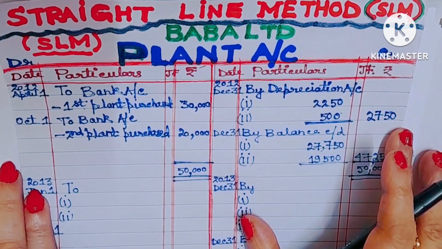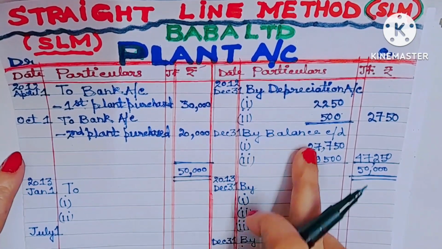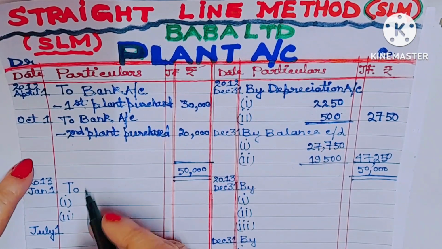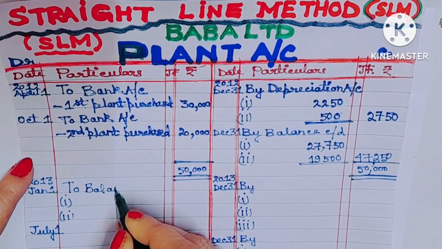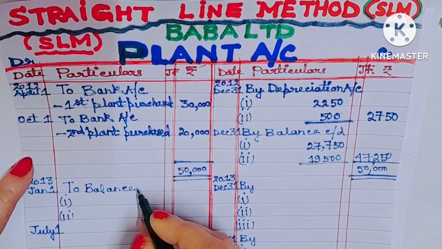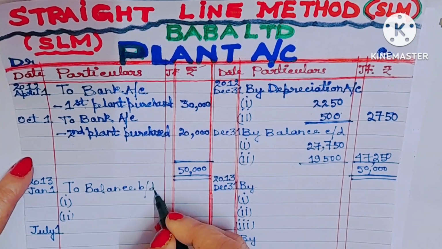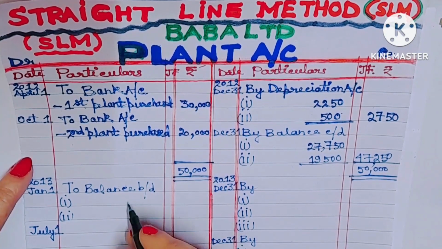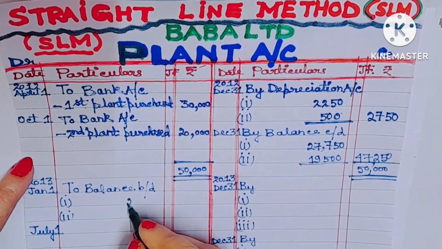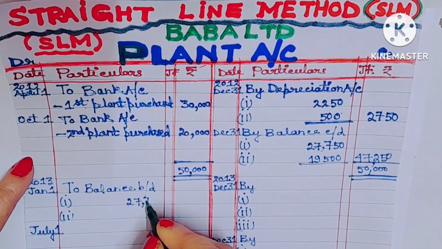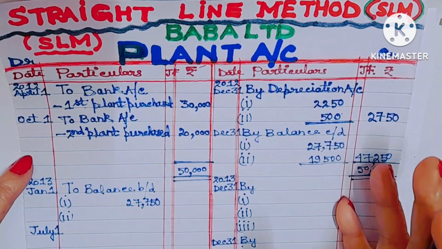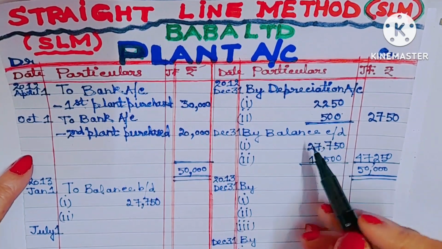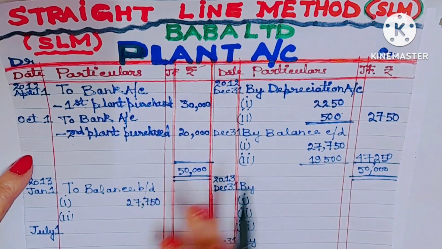Okay. Now let's write by balance CD. Always opposite side you have to write, to balance BD. Why? Because Baba Limited is not shutting down the business. The business will continue. So we got to write, just copy 27,750. I've already taught you this in the chapter later. By balance CD means carried down. To balance BD means brought down.